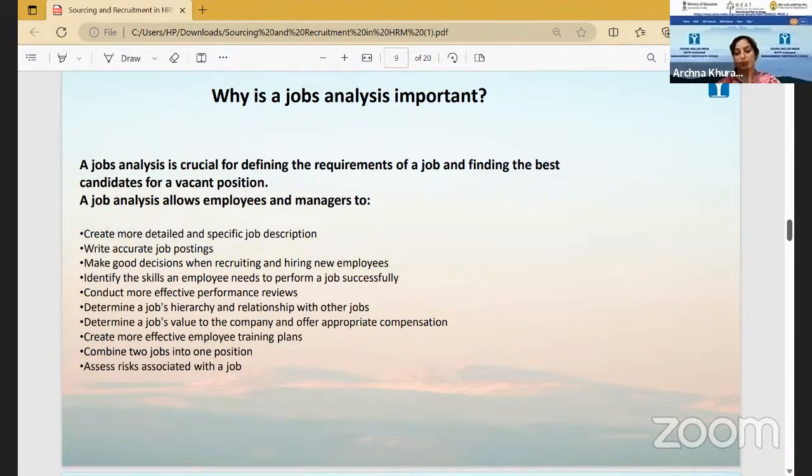Then assess risk associated with the job. A job analysis also tells you that there is a risk associated with the job. It can be a risk to life, it can be a risk of a lot of travel, it can be a risk of working in a manufacturing industry where you are working with different acids, different chemicals, different kinds of products which can be harmful for you. So it actually assesses the risk rightly.